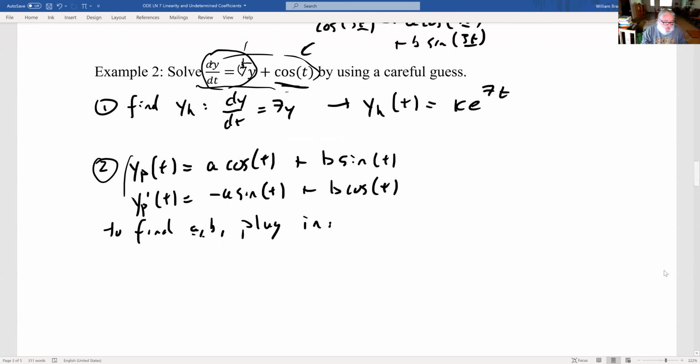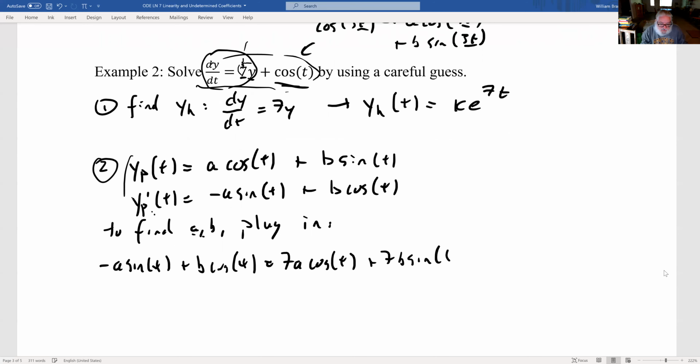So that gives me y, the derivative of yp on the left-hand side. So that's minus a sine t plus b cosine t equals 7 times yp on the right side, 7a cosine t plus 7b sine t plus another cosine t for my q of t. Great, so we plugged everything in. Now we gather like terms together. So we'll gather all of our cosine terms together and all of our sine terms together.